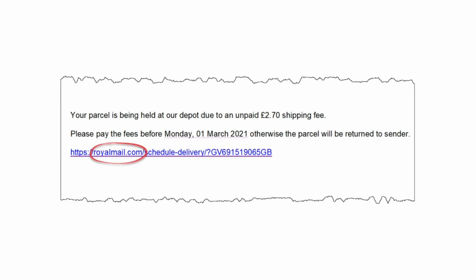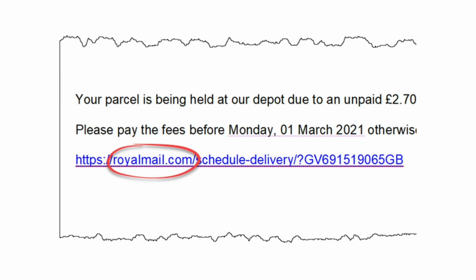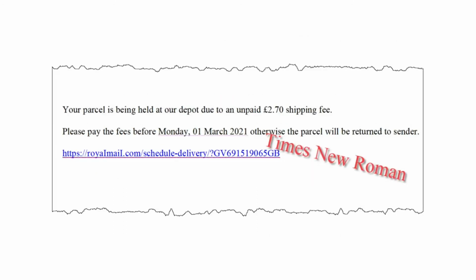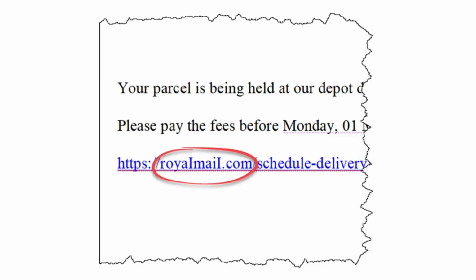And here you can see very clearly that it is royalmail.com. However, if I change the font to Times New Roman, now we can see that it isn't actually royalmail.com. What we thought was a lowercase l in royal and mail is actually a capital I. It actually says royaImaiI.com. Wow, how scheming is that? How cunning. Wow, what a fraud.